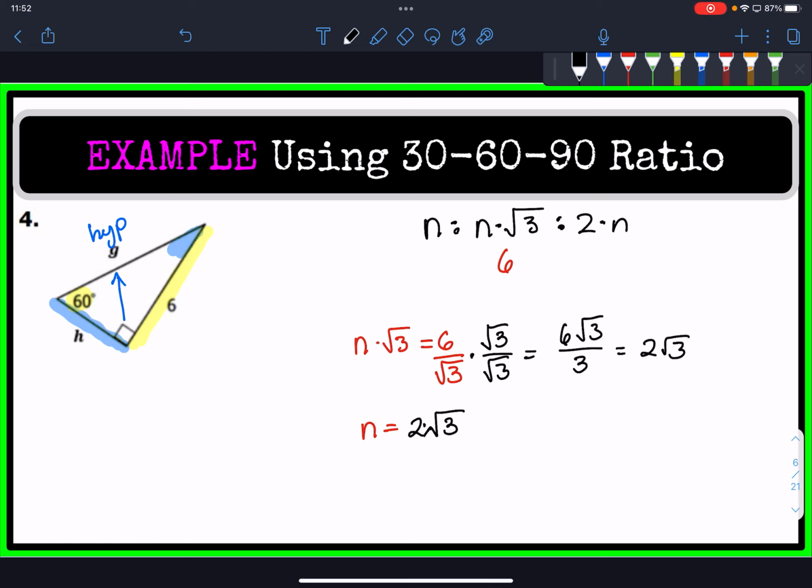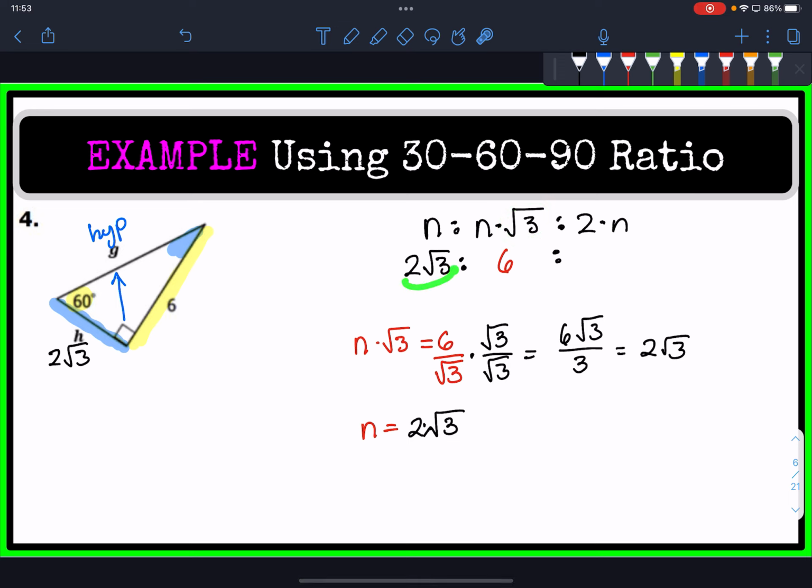So this is going to be the value of the short leg, which is this side right here. So the short leg is going to be 2 times the square root of 3. Therefore, to figure out the hypotenuse, all I need to do is get this value of n and multiply it by 2. To go from here to there, I multiply. To go from here to there, I divide by this number.